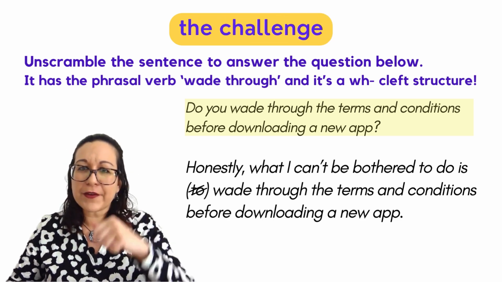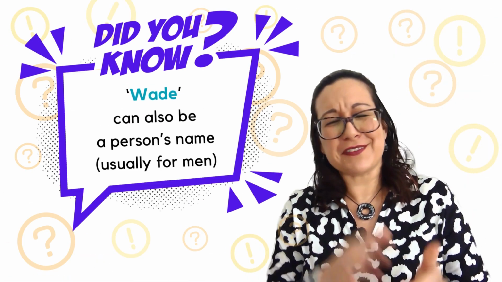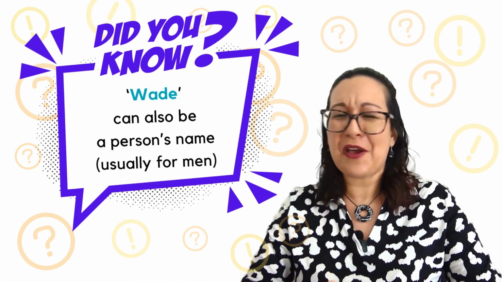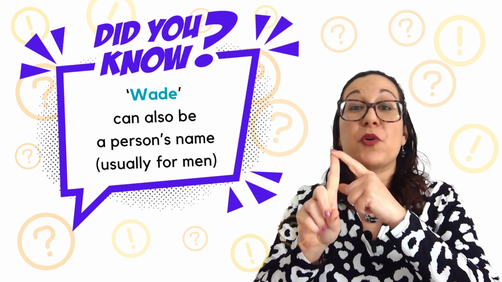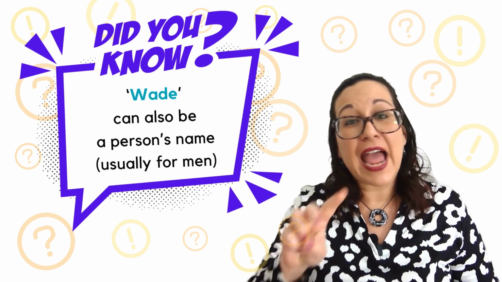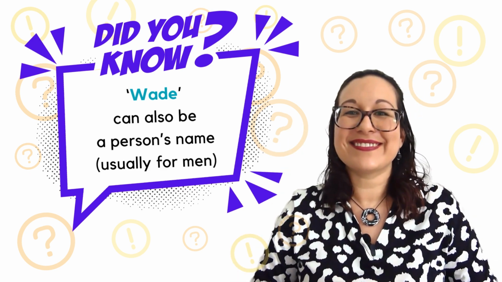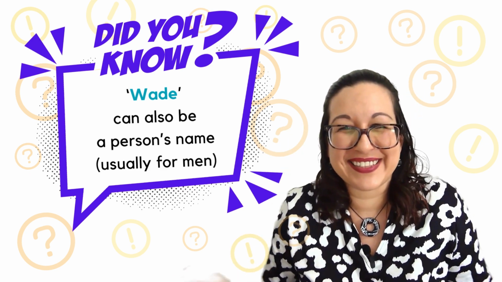You should. It's very good. It's useful information. And just so that you don't get confused when you're watching TV or movies in English, especially American English, Wade can also be a man's name. Just to confuse you even more. So we've got to wade through water, we've got to wade through terms and conditions, and we've got, hey Wade, hi, how's it going? Great. Could be a person as well.